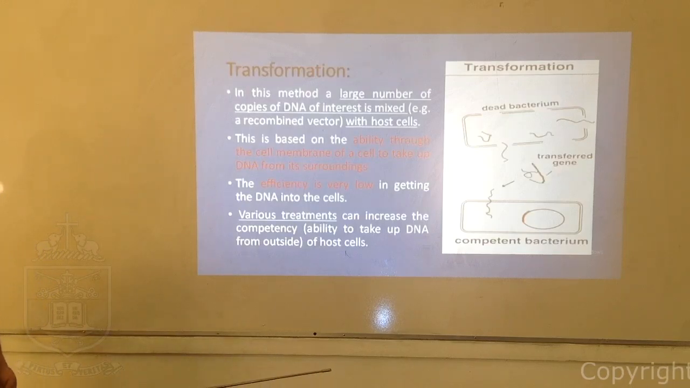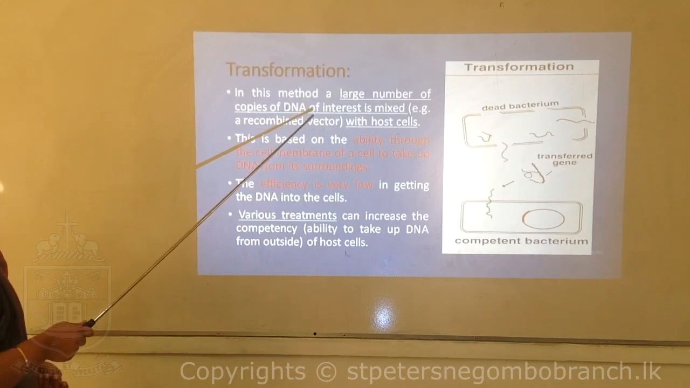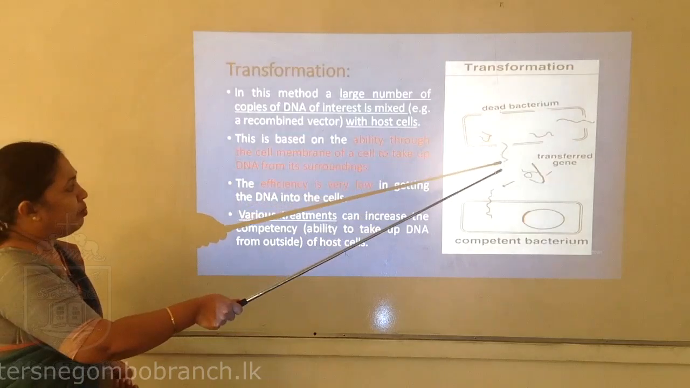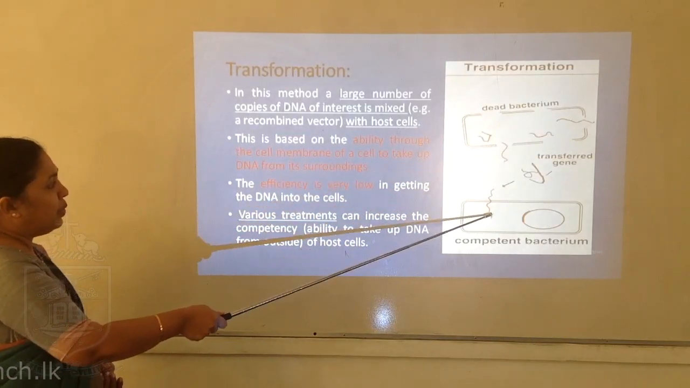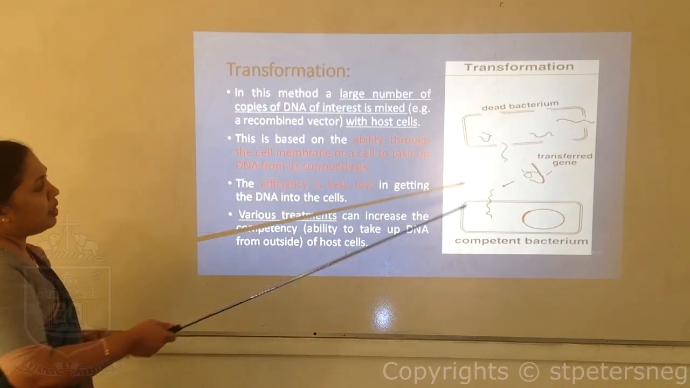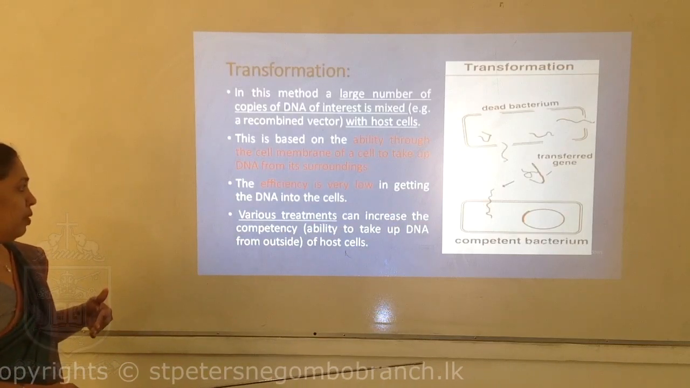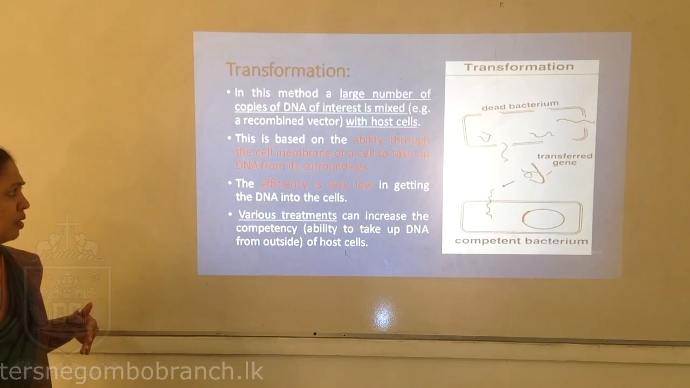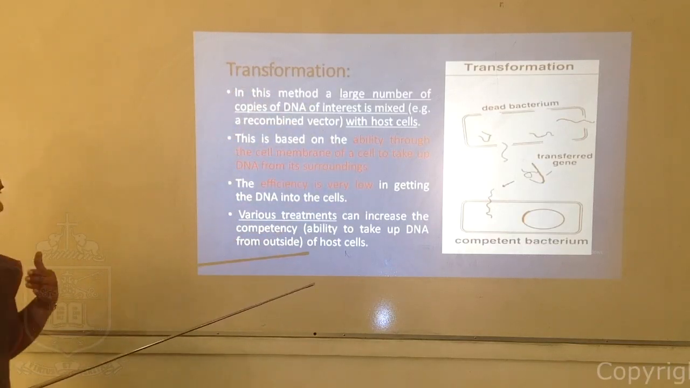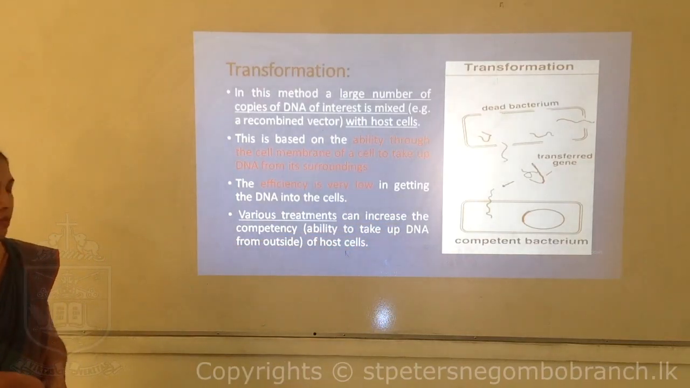Transformation, we discussed already. A large number of copies of the DNA of interest is mixed with the host cell. So the ability of the cell membrane to take DNA into a cell is used here. When we mix and keep the necessary conditions, it is integrated into a bacterium. But here the efficiency of transformation is very low. Various treatments are used to increase the efficiency.